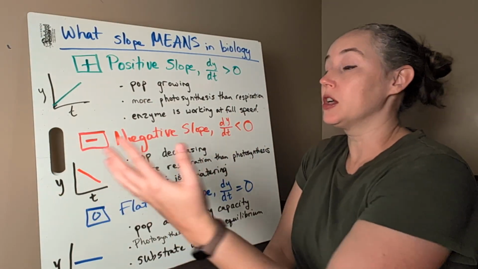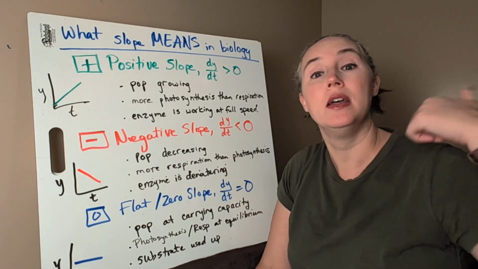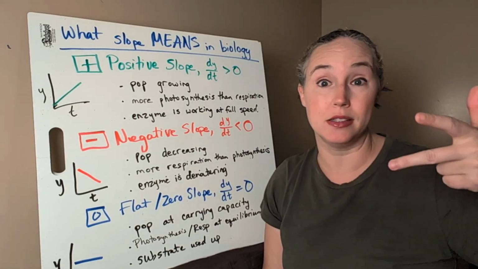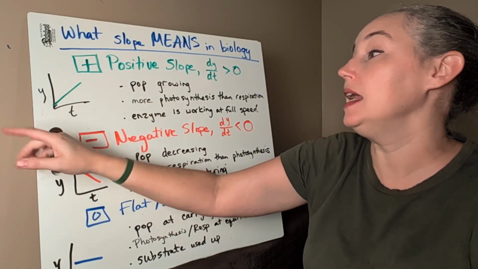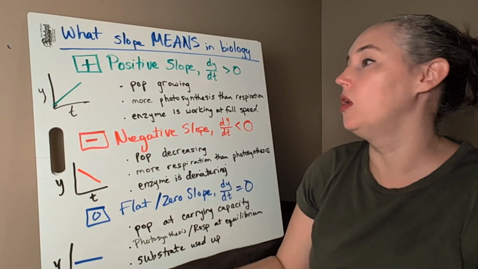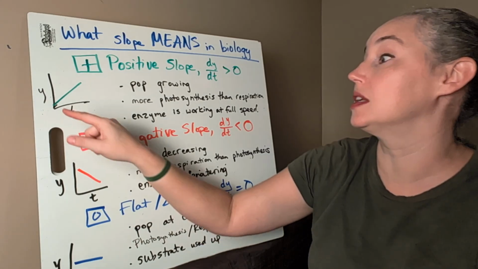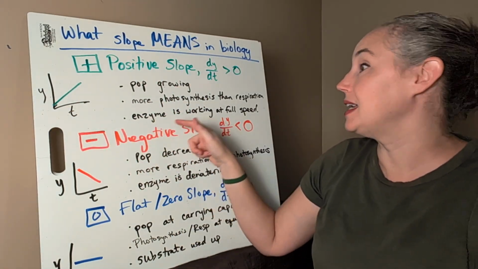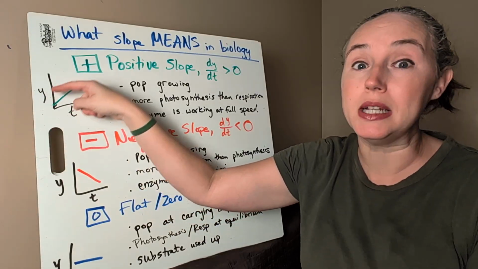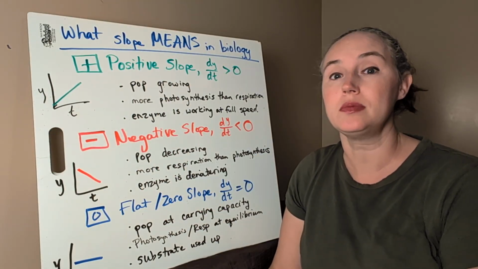So we're going to be looking at population, at photosynthesis, and enzymes in all these examples. So it could mean that a population is growing, or if it's oxygen concentration, there's more photosynthesis than respiration happening, or that the enzyme is working at full speed, so you're getting more products.